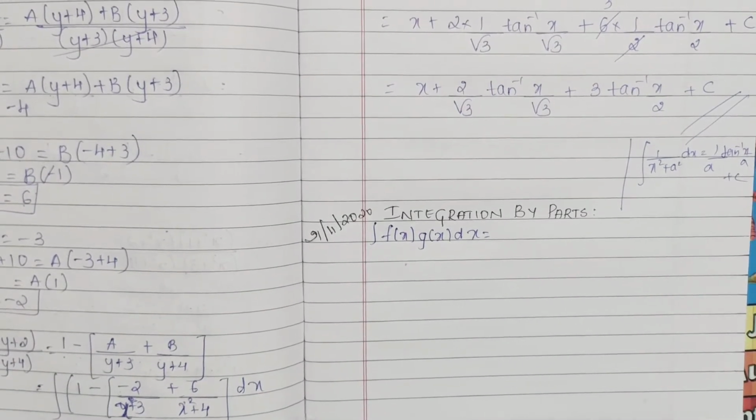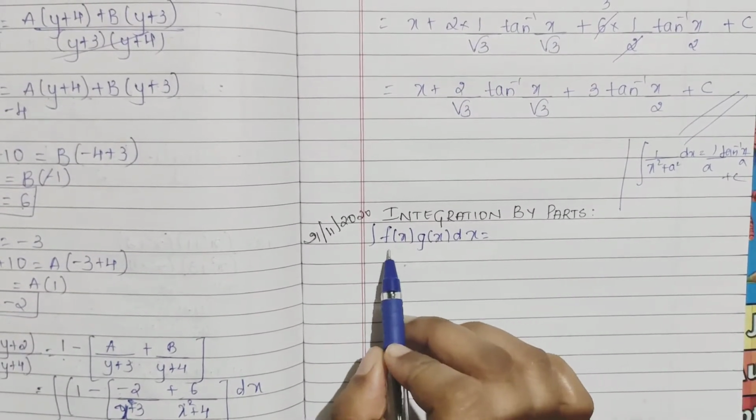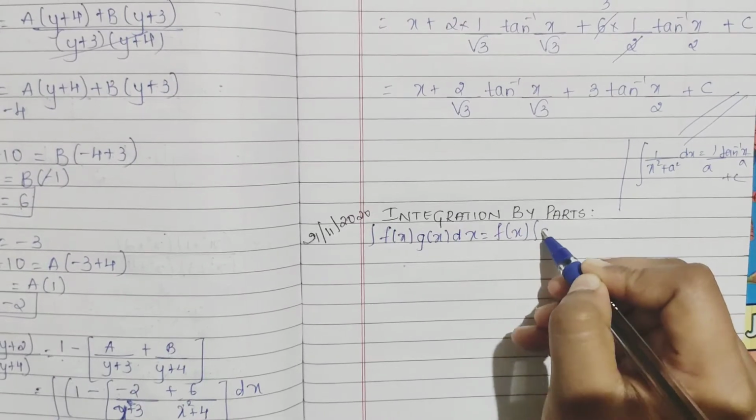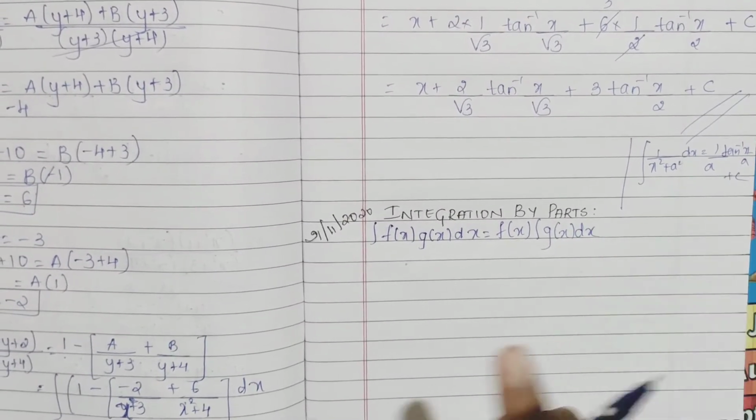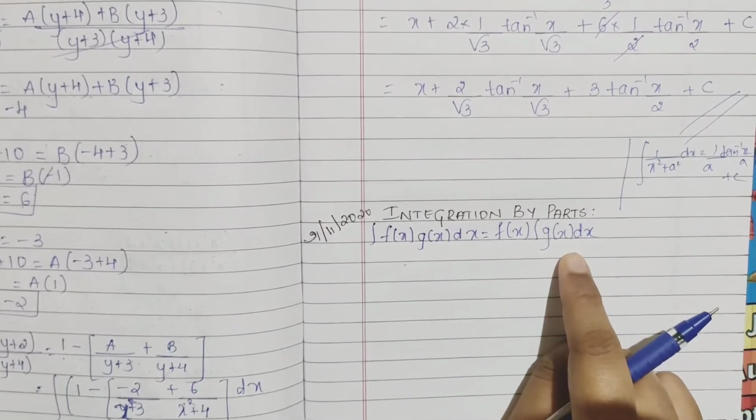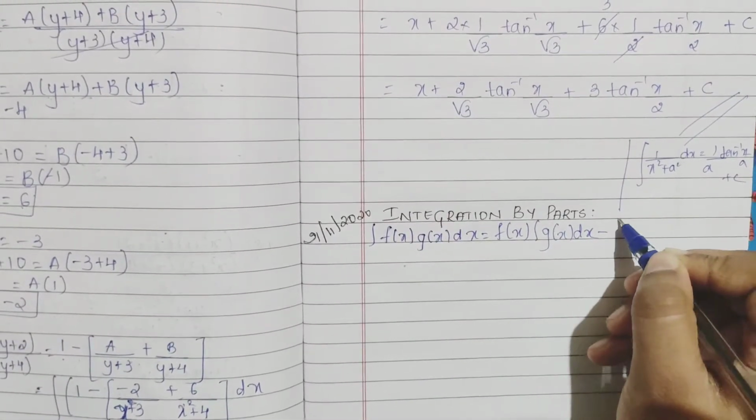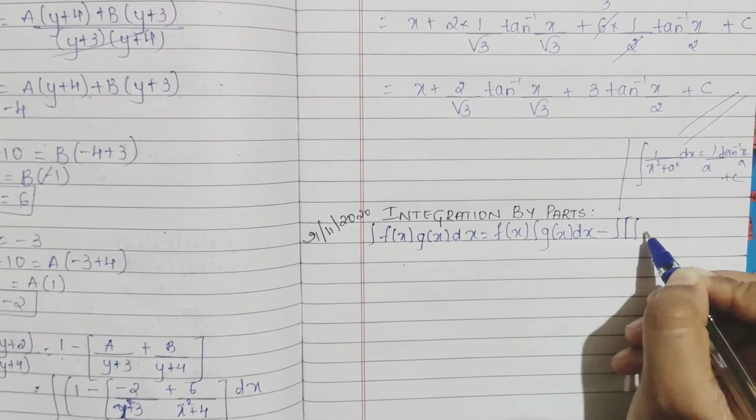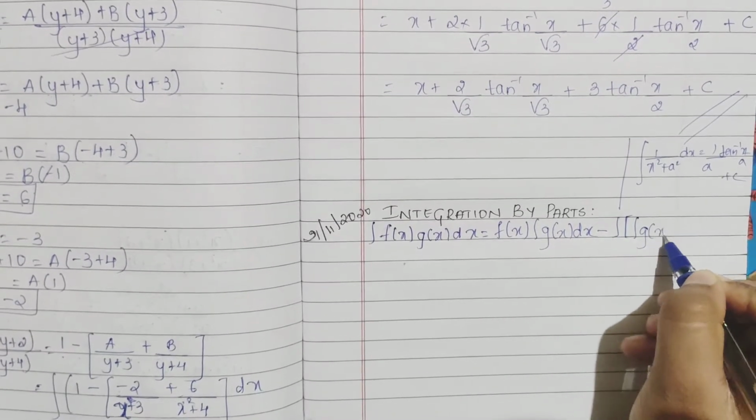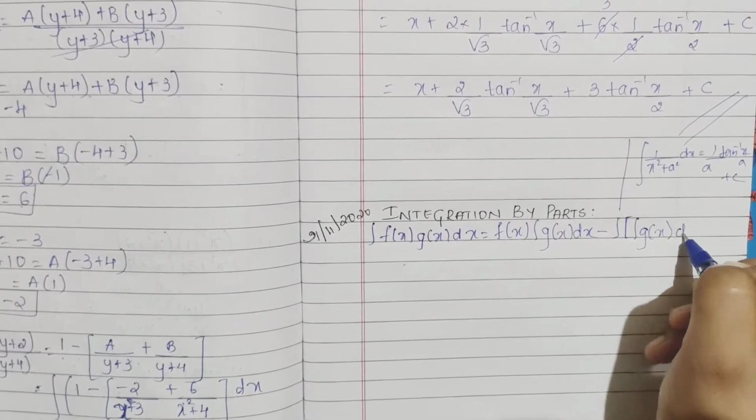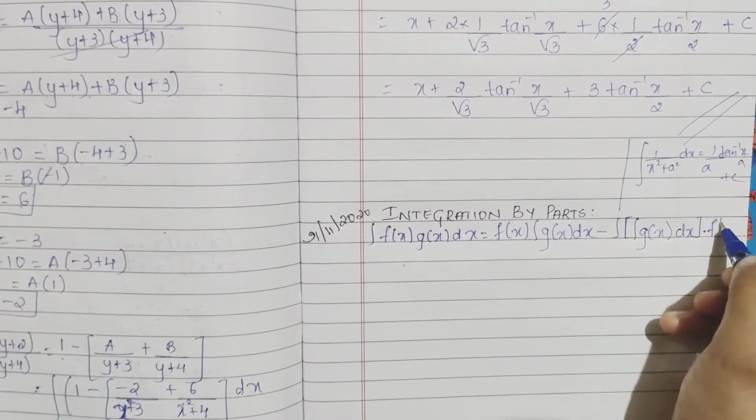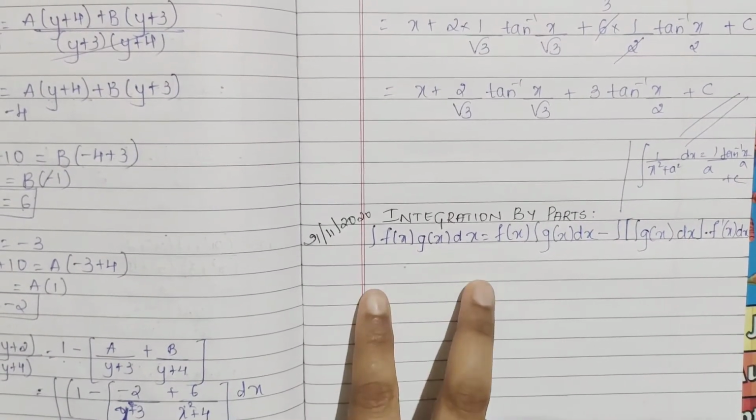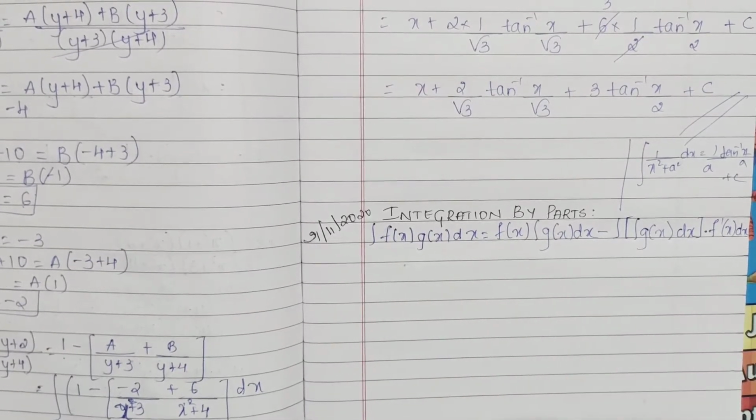So how you have to solve it is like this. Keeping the first function as it is, that is f of x, integrate your second term, minus the integral of, again integrating your second term, and then differentiating your first term. This we call integration by parts.